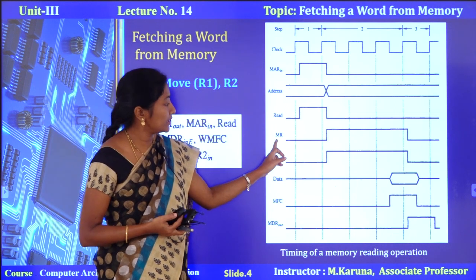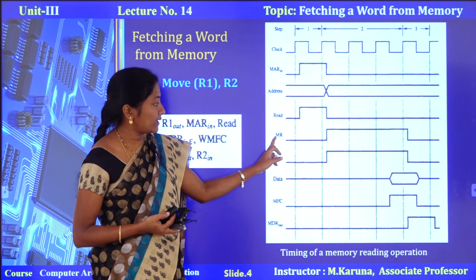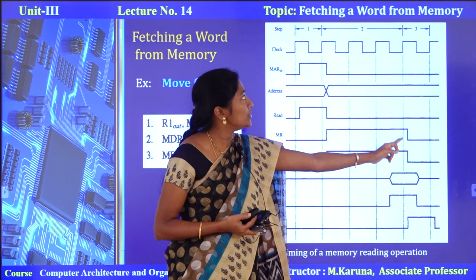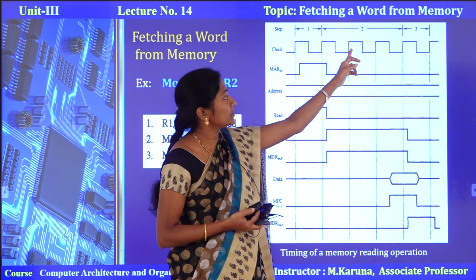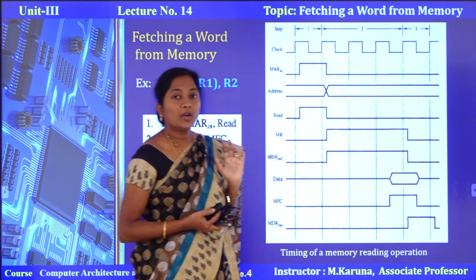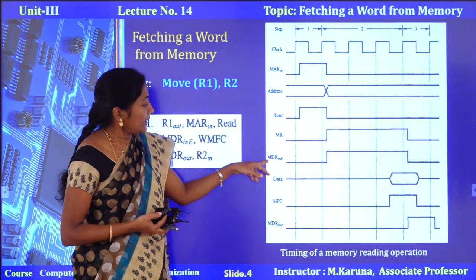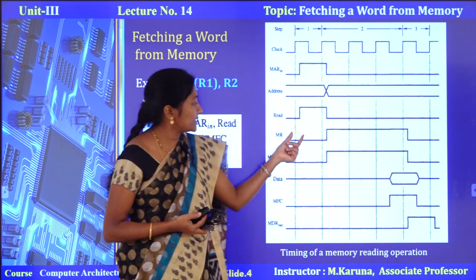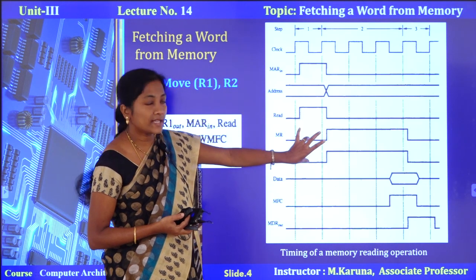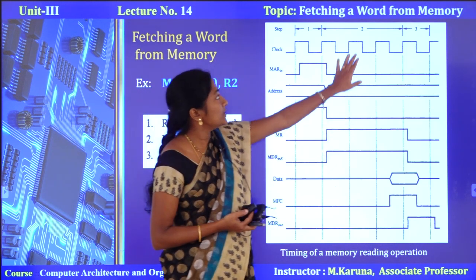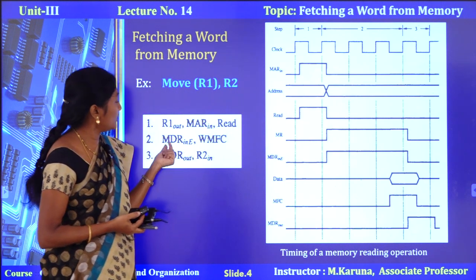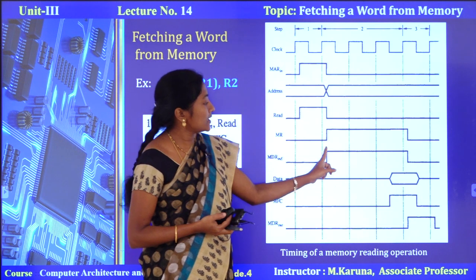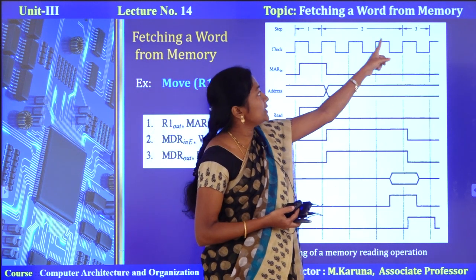That's what this control signal MR, the memory read signal, is. It is high during clock pulses 1, 2, 3. At the same time MDR in external is also high. Always these two timing signals are the same. In step 2, MDR in E is available, and that's what is high during the second stage.